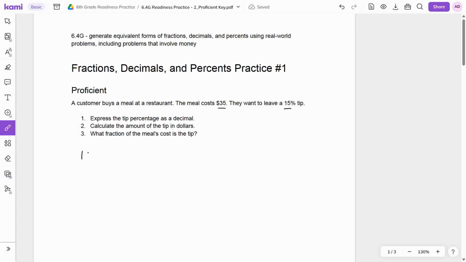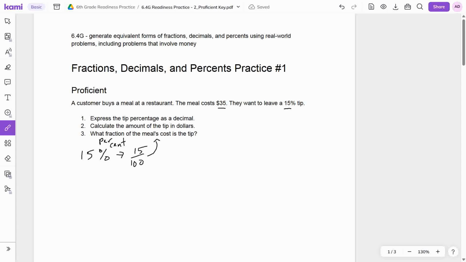Well, one way to think about it is, when you have 15%, percent means per 100. That's cent, right? That means 100. So I could take my 15% and say 15 per 100. And I can look at it as a fraction, right? So that's going to help us with number 3, but also help us with number 1. Now we can simplify 15 over 100. We'll do that in a moment because that's going to take care of number 3.